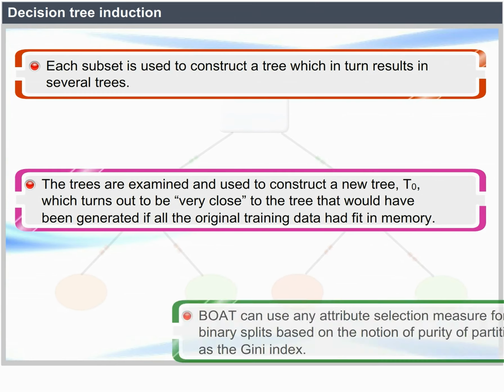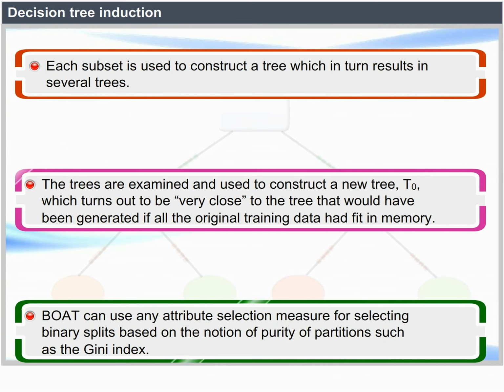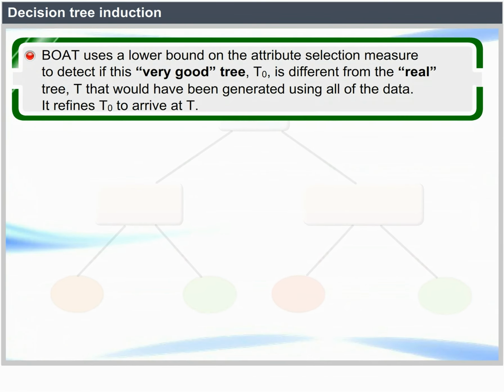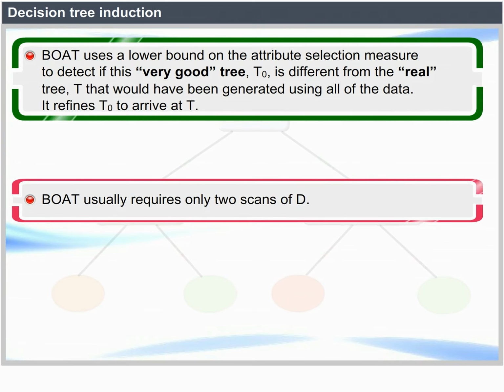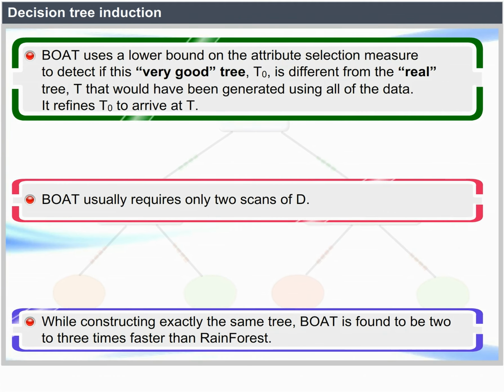BOAT can use any attribute selection measure that selects binary splits and that is based on the notion of purity of partitions, such as the Gini index. BOAT uses a lower bound on the attribute selection measure to detect if this very good tree, T0, is different from the real tree, T, that would have been generated using all of the data. It refines T0 to arrive at T. BOAT usually requires only 2 scans of D. BOAT was found to be 2 or 3 times faster than RainForest while constructing exactly the same tree.